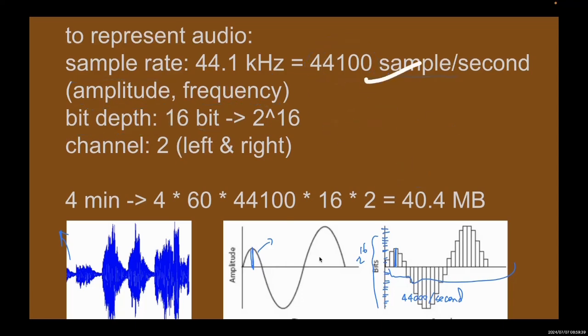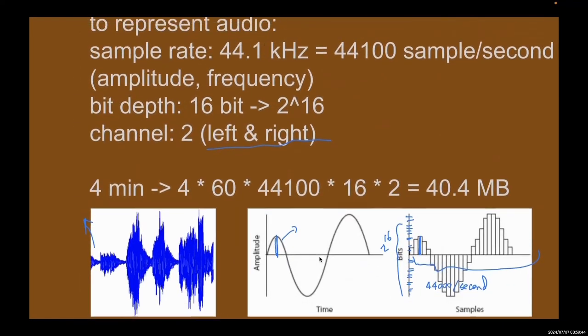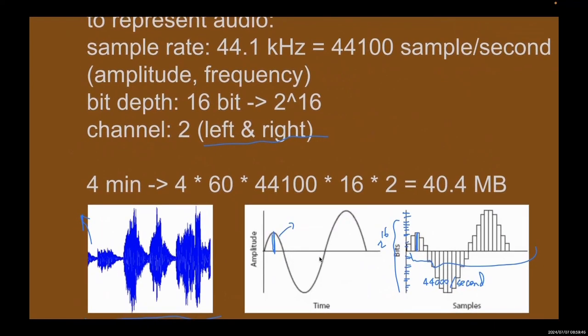So there are two channels, which is left and right. Typically a music is 4 minutes, so 4 times 60 seconds per minute is 240 seconds, and this is the sample rate. This is the bit depth, right? So every sample is represented by 16 bits, and there are two channels.